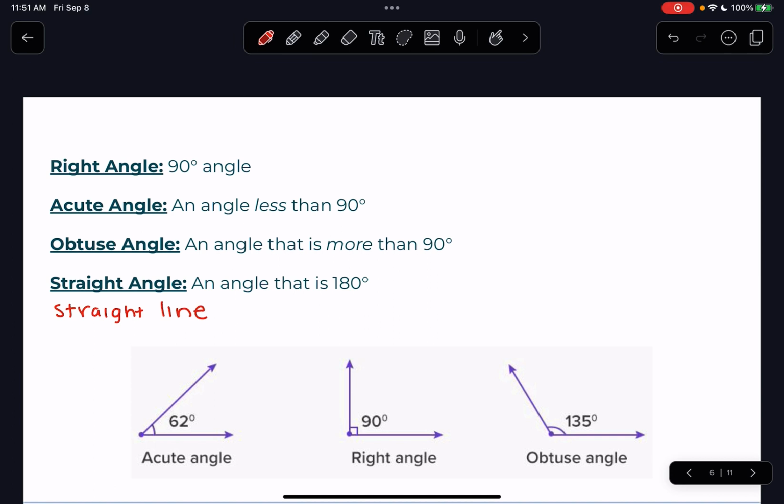So if we look at the example below, the first example is acute because 62 is less than 90. The second example is right because it is exactly 90 degrees. And your third example is obtuse because it is 135 degrees, which is greater than 90 degrees.